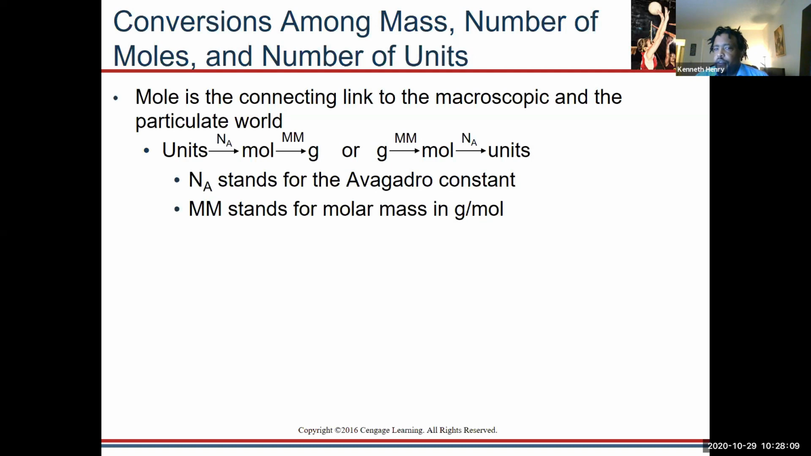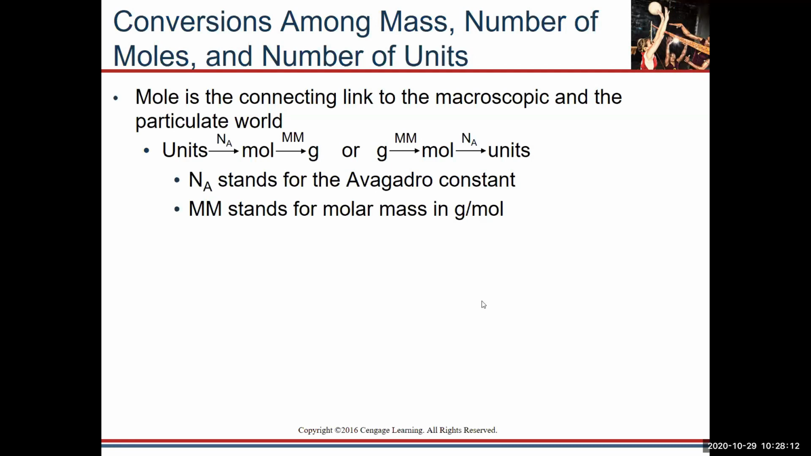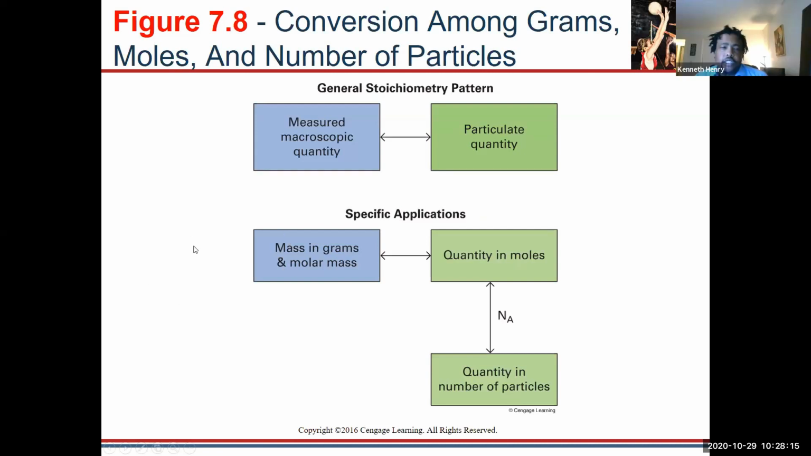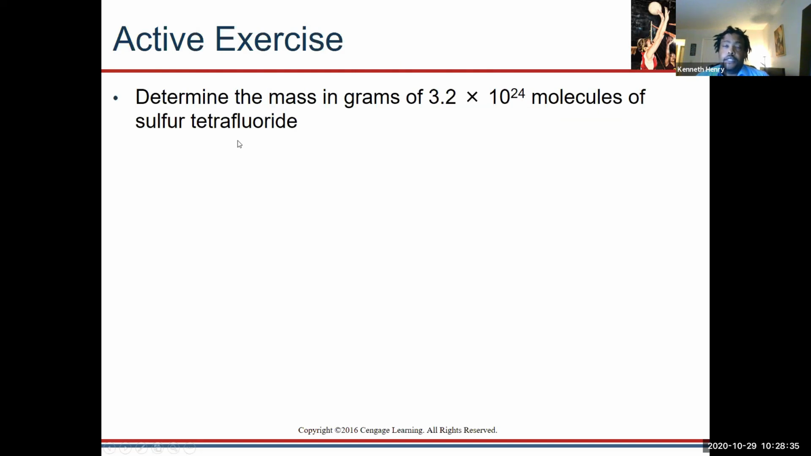You guys good with me so far? Yeah. So this is basically just saying the same thing. If I have mass, then I'm going to use molar mass to get the number of moles. If I have moles and I want to get to quantity of particles, then I'm going to use Avogadro's number. Okay, so let's test this out with another problem. Determine the mass in grams of 3.2 times 10 to the 24th molecules of sulfur tetrafluoride.